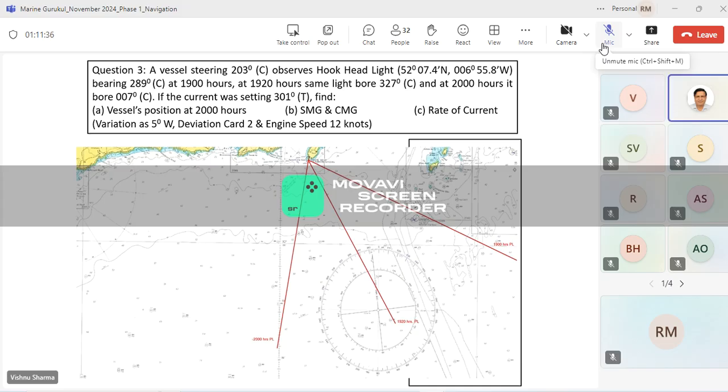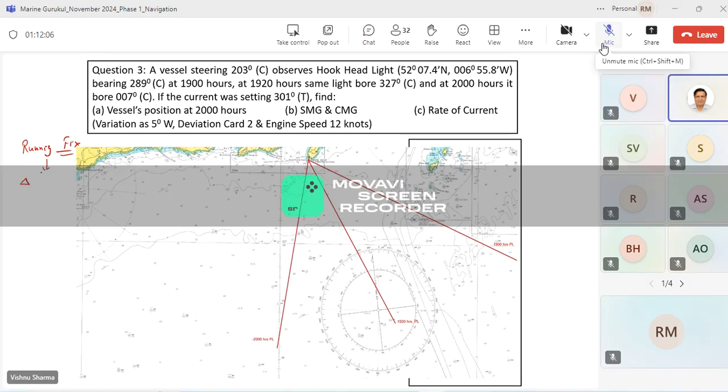Okay. Now, guys, the moment I plot these 3 PLs, are they simultaneous or staggered? Staggered, sir. So the first thing that should come to my mind is, I'll apply running fix. Am I right? Yes, sir. To be able to apply running fix, I should be able to complete the triangle.